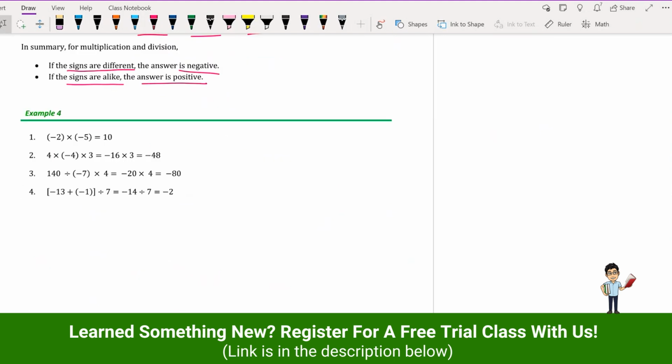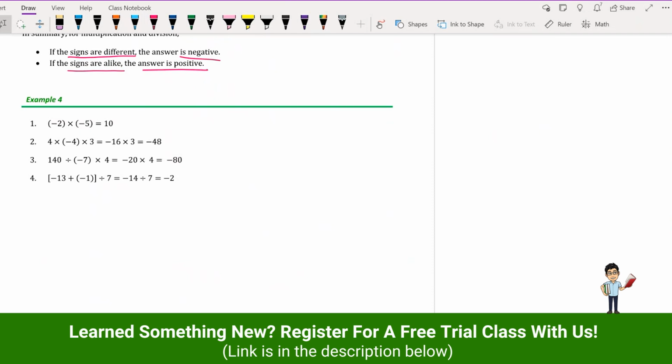Quite messy. Okay. So let's take a look at this example. Then you're going to start trying some questions on your own. Okay. This is negative become positive. Good. Now, this one how? Relax. We do from left to right, okay, one by one. So we do this first. Four times negative four is negative 16. Negative 16 times 3 is negative 48.